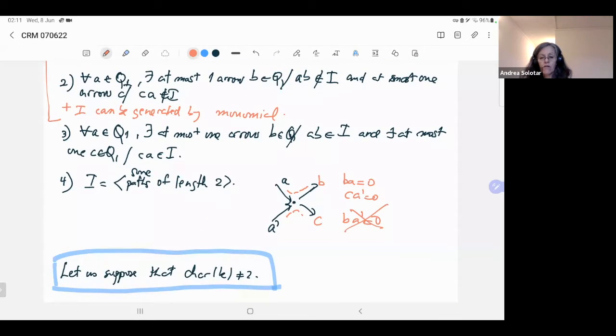And just for this talk, let me suppose that the characteristic of the field is not 2, because if not, we know how to do it, but we have to consider many special cases. So for the sake of the talk, we are going to consider a field with characteristic different from 2.